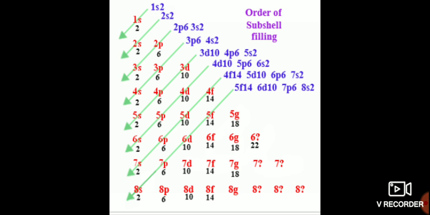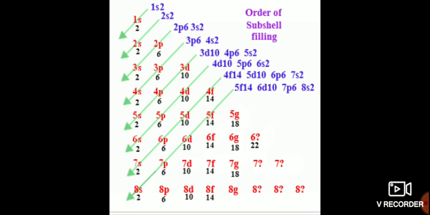Carbon electronic configuration is 1s2, 2s2 and 2p2. Nitrogen is 1s2, 2s2 and 2p3. Then oxygen is 1s2, 2s2 and 2p4. In the last one, neon is 1s2, 2s2 and 2p6. Neon has completely filled the second layer.